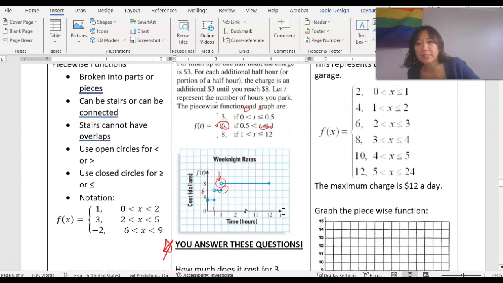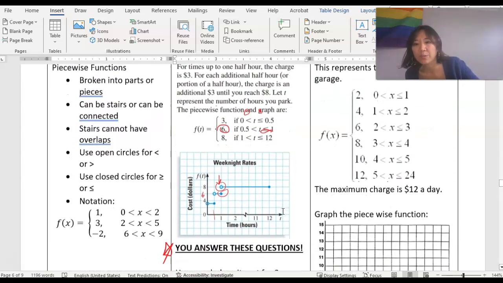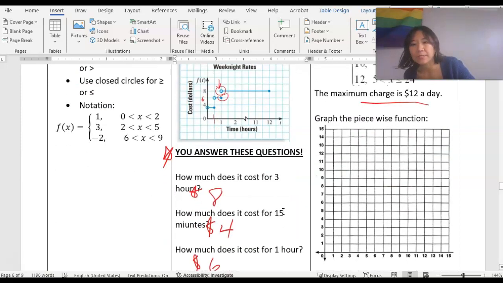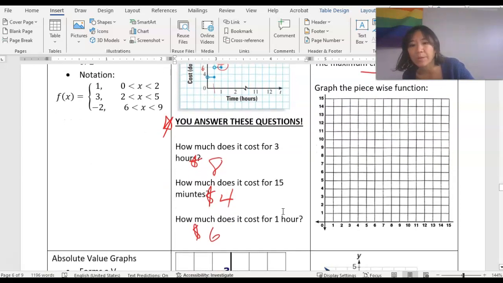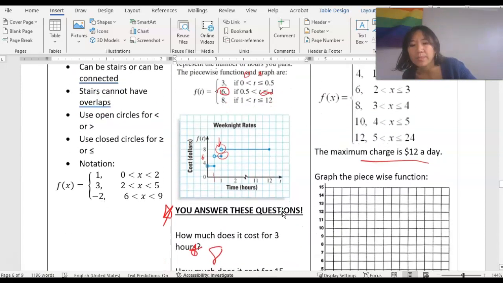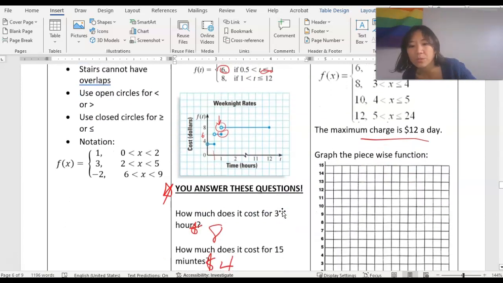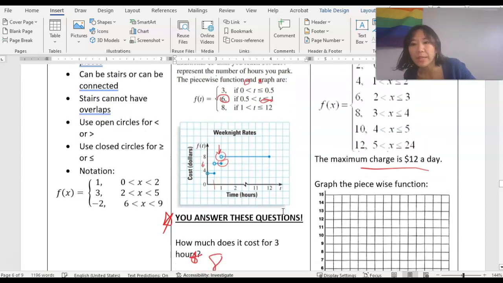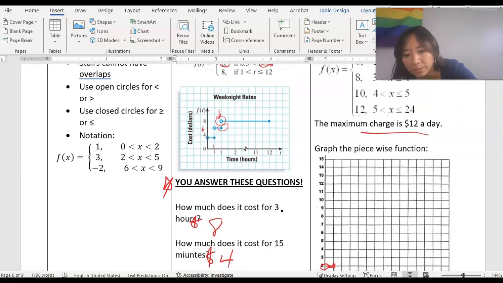Now over here it's asking us to graph our own piecewise function. The maximum charge is $12 a day. So once we get past that 5-hour mark, it's going to be $12 regardless. Okay, so if we have f of 2 between 0 and 1, it's $2. Notice it's an open circle on 0 and a closed circle on 1. And then we're looking at 1 to 2 hours is $4. Open, closed.